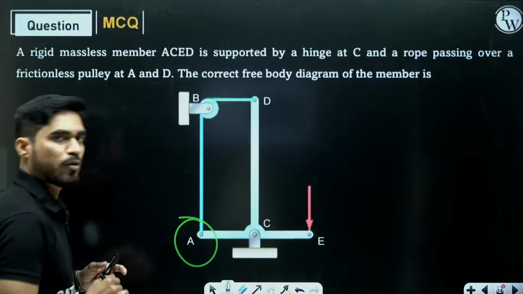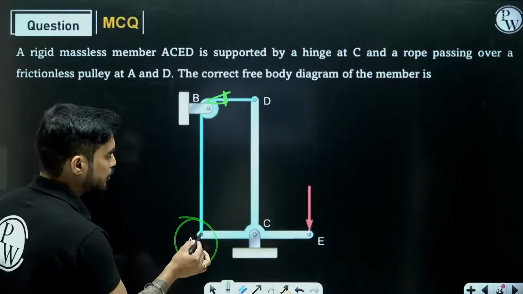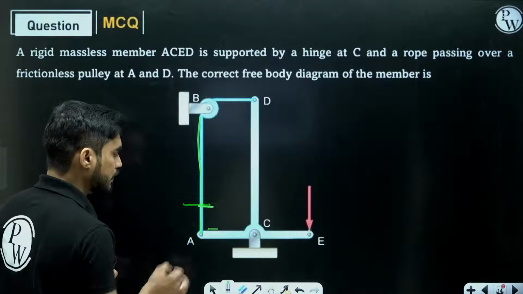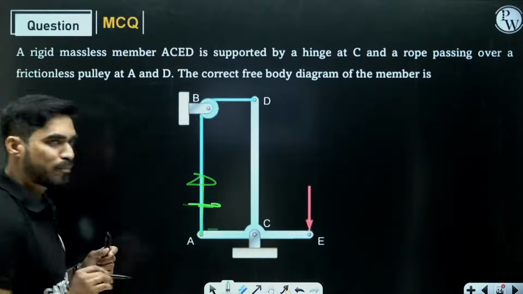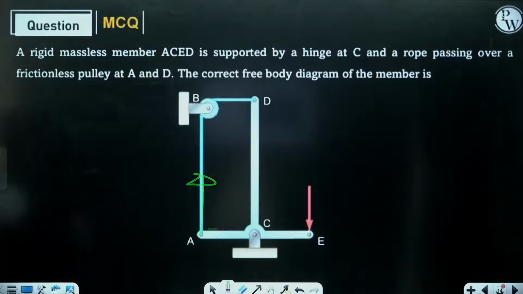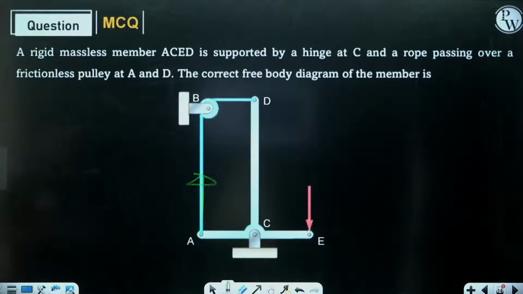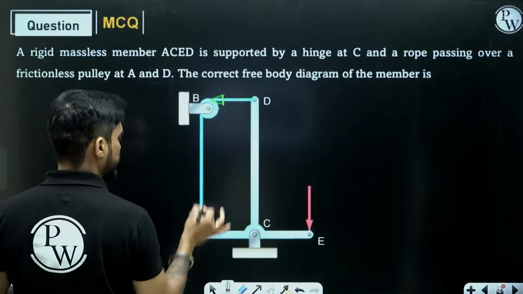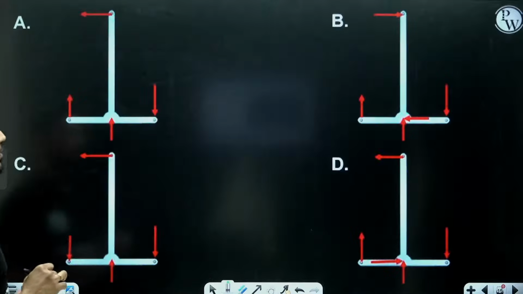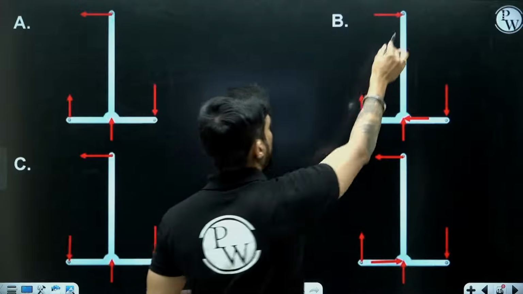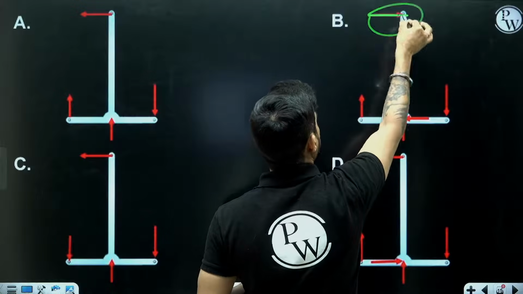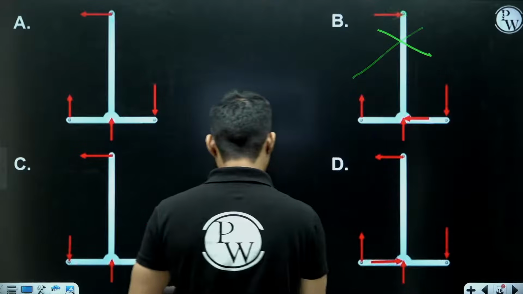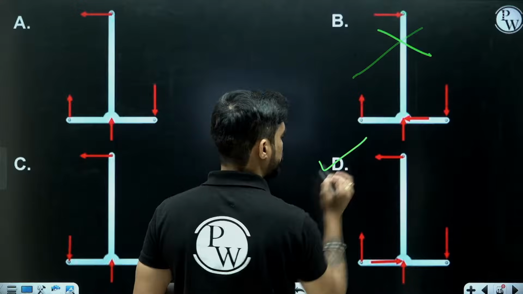Here also at point A, it is right now supported by this rope. So if I isolate the rope from the body, I must get a pulling force. The rope can only pull the body, it cannot push the body. So at point A and D, there must be a tensile force like this. So in this diagram, we have a pushing force. This is a compressive force. It cannot be true. So only this answer is possible, D, right?